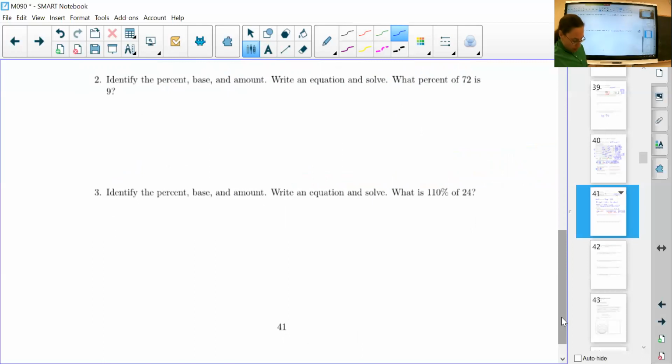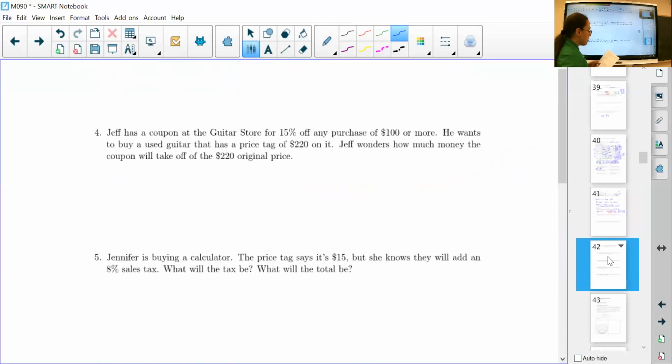Let's take a look at page 42. So we've got 15% off a purchase of $100 or more. The guitar has a $220 price tag. How much will it take off the $220 original price? There are a lot of numbers in there. Normally we have two of these, the percent and the base, the percent and the amount and the base. Here we have three numbers, 15%, 100, and 220, which is written in there twice.